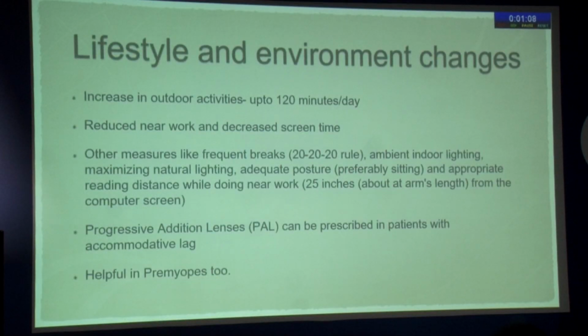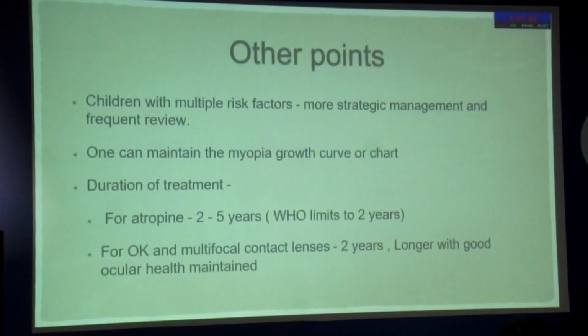Lifestyle modification is very important. Ask the children to get more involved in outdoor activities, reduce the near work, decrease their screen time. Other measures like the 20-20-20 rule, ambient lighting while reading, adequate posture, sitting on a chair and table while reading, are all helpful in reducing myopia progression, and they are also helpful in pre-myopes so that we can reduce the development of myopia.